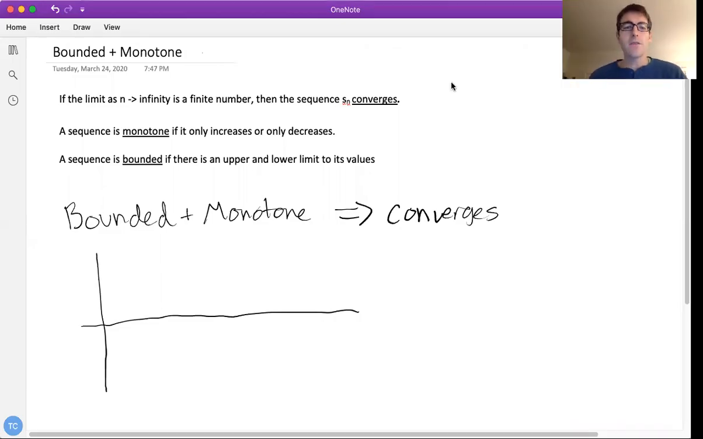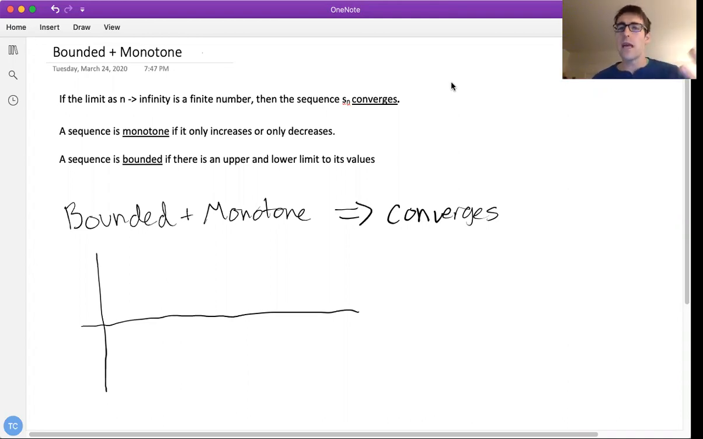So last time I asked you to think about this question that asserts that if a sequence is both bounded and monotone, then it must converge. And hopefully in your groups recently, you talked about this question and you came up with an explanation for why it's true. I just wanted to give another explanation just so that you can compare.